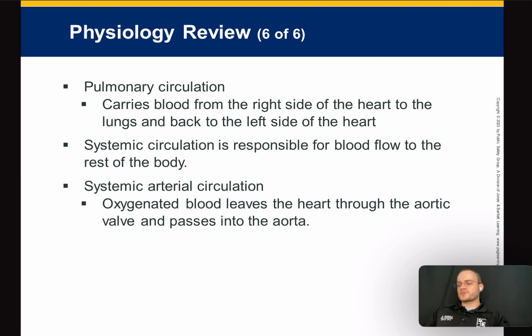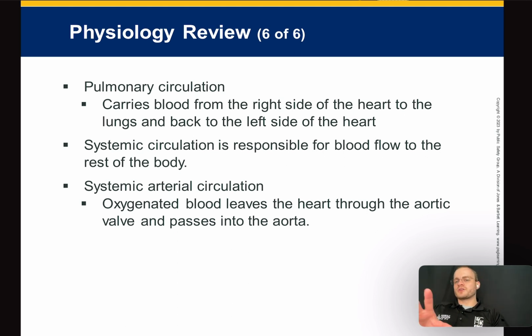Anyways, pulmonic circulation, or the pulmonary circulation, carries blood from the right side of the heart to the lungs and back to the left side of the heart. So what vessel carries deoxygenated blood from the right ventricle to the lungs? The pulmonic artery. It's carrying blood away from the heart. Then it goes to the lungs for diffusion, and comes back through the pulmonic vein. Remember, veins carry blood back to the heart, so the pulmonic vein will go to the left atrium.